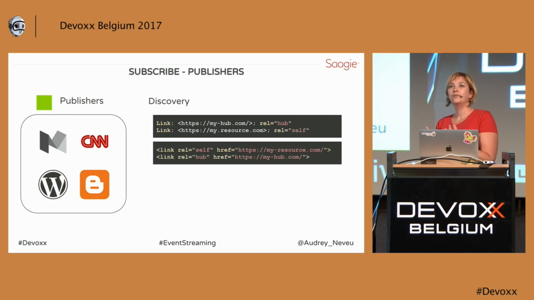Well, first of all, as a publisher, you get to go through the discovery step. So it means that you're going to provide 2 links on your header, on your web page, whatever you want. One which is called Hub, which is the hub you're going to publish your updates to, and one which is called Self. And Self, obviously, is yourself.